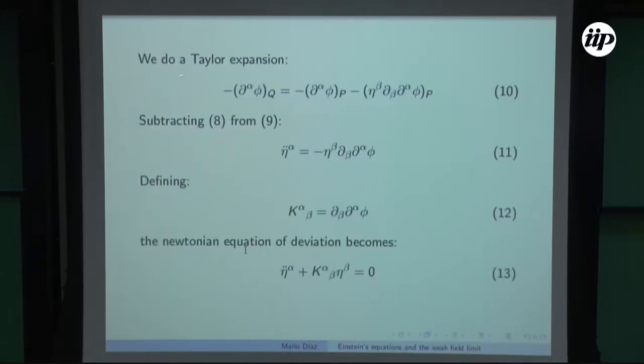And if we do a Taylor series expansion, then we can get, this is the first order, this is going to be the second order, second derivatives. If we do a subtraction, then this is the equation. And we can define this quantity that, if you notice, is essentially the Laplacian of the scalar field. Then the Newtonian equation of deviation can be written like this.